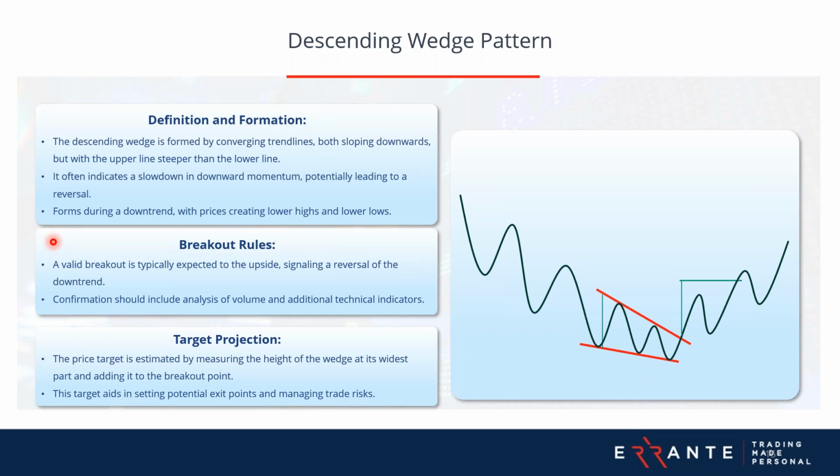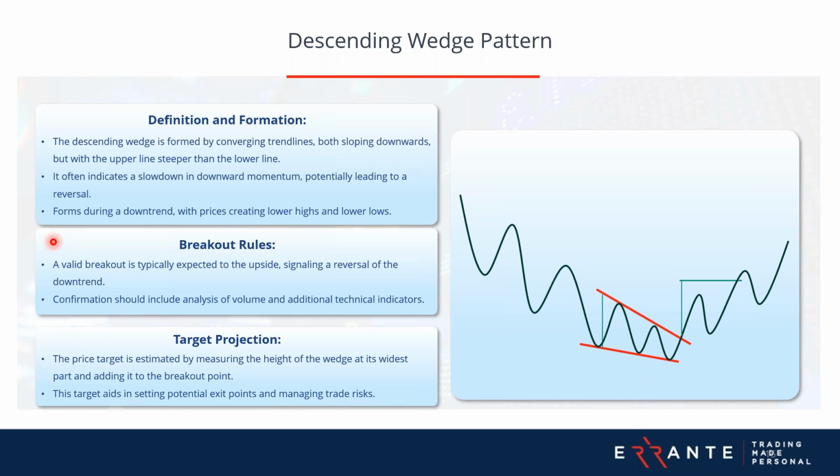This pattern typically develops during a downtrend marked by the formation of lower highs and lower lows. As these points converge, the descending wedge takes shape, signaling a weakening of the bearish pressure. For traders, this pattern is a crucial indicator highlighting a potential shift from a dominant downward trend to an upward reversal.